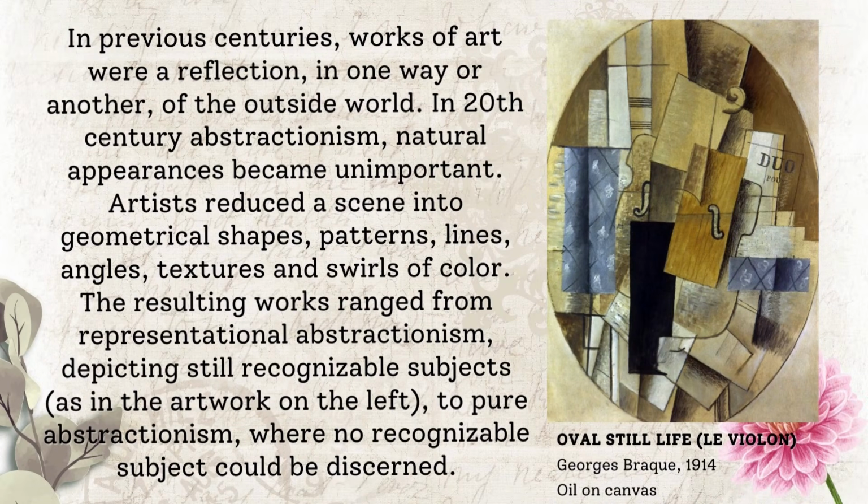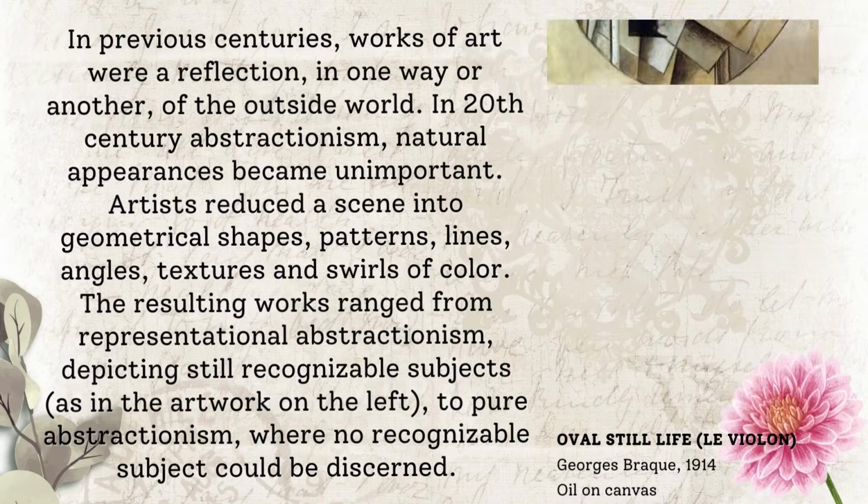In previous centuries, works of art were a reflection, in one way or another, of the outside world. In 20th century Abstractionism, natural appearances became unimportant. Artists reduced a scene into geometrical shapes, patterns, lines, angles, textures, and swirls of color. The resulting artworks ranged from representational abstractionism, depicting still recognizable subjects, as in the artwork on the right, to pure abstractionism where no recognizable subject could be discerned.